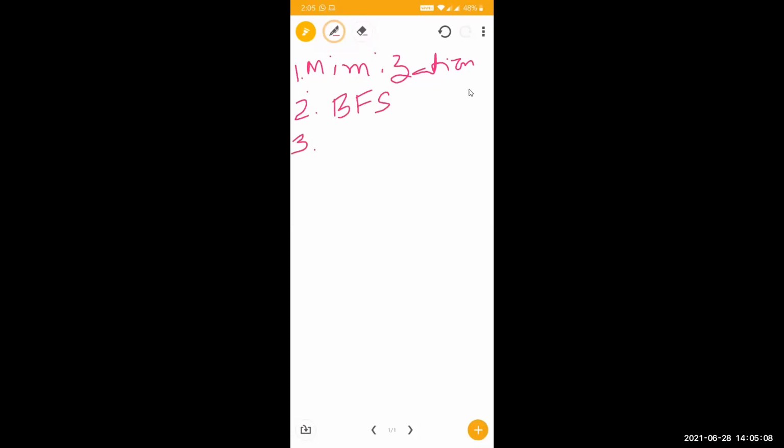So we have three different types here. A, the FIFO branch and bound. Then the second one is the LIFO branch and bound. And the third one, C, is least cost branch and bound. Totally three different types are there, and branch and bound also requires these to operate.